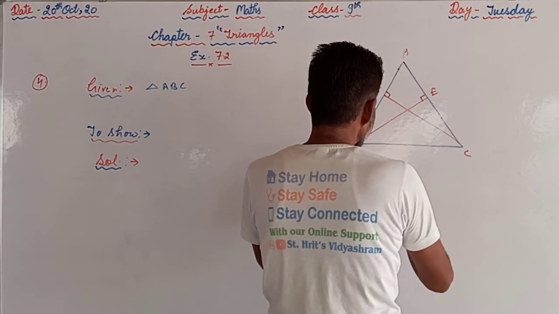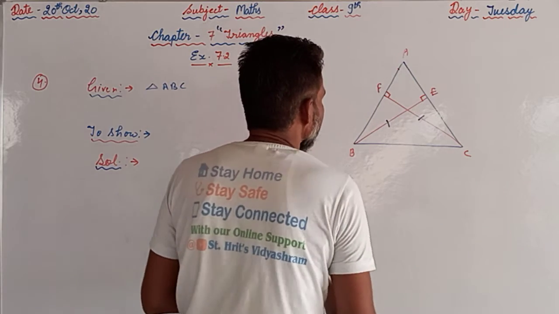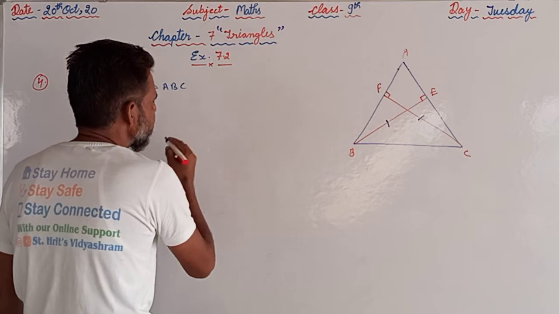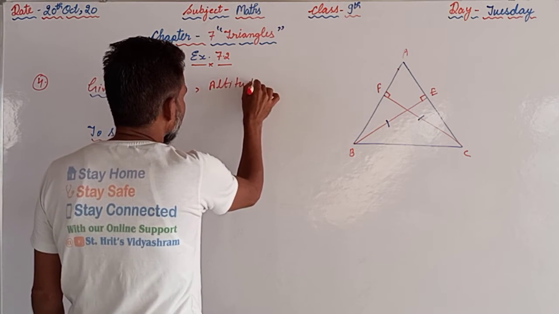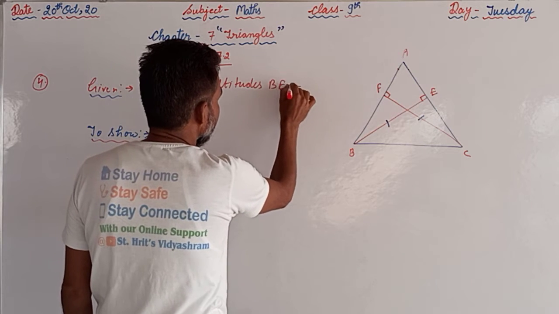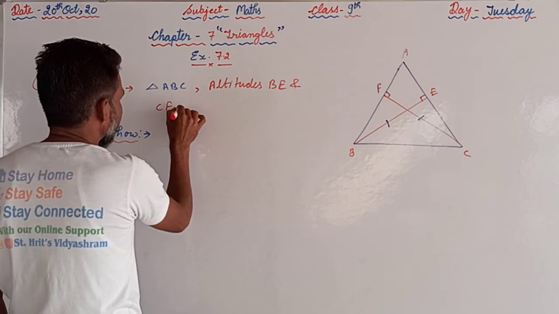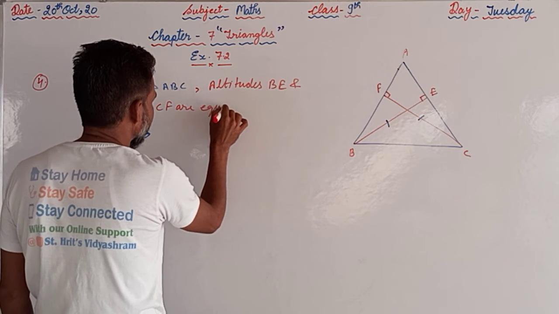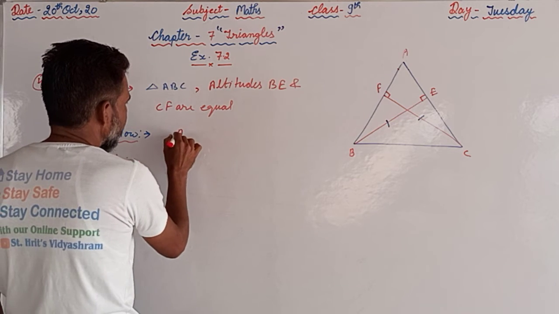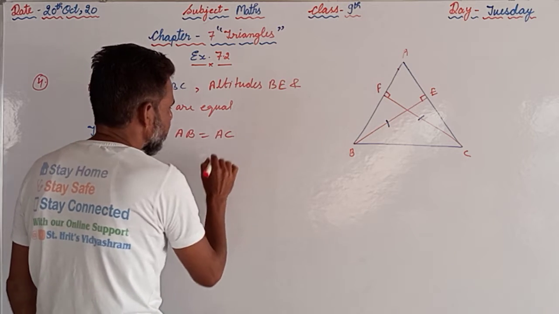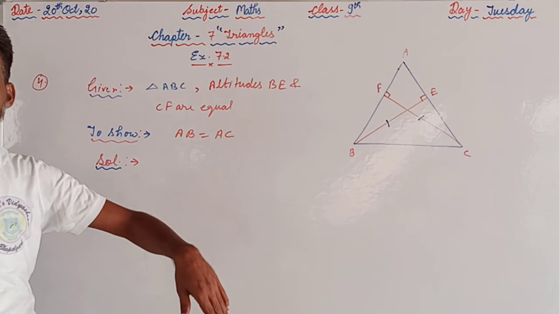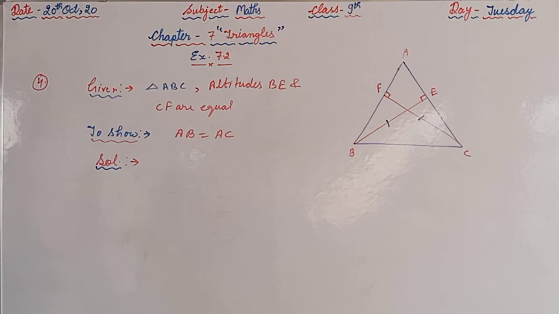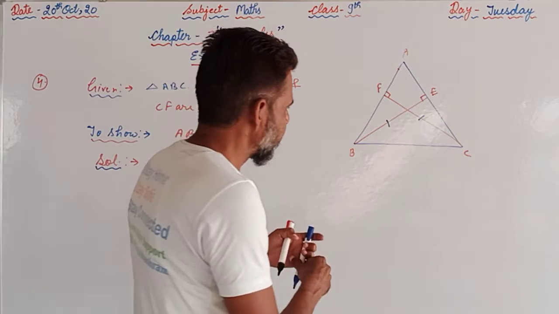is that these altitudes are equal, sides are not equal. In triangle ABC, altitudes BE and CF are equal, and we have to show that AB is equal to AC, which is the converse of the previous one. In the previous one, AB equal to AC was given. We have to prove that the altitudes are equal. Here the altitudes are equal, we are supposed to prove that the sides are equal.